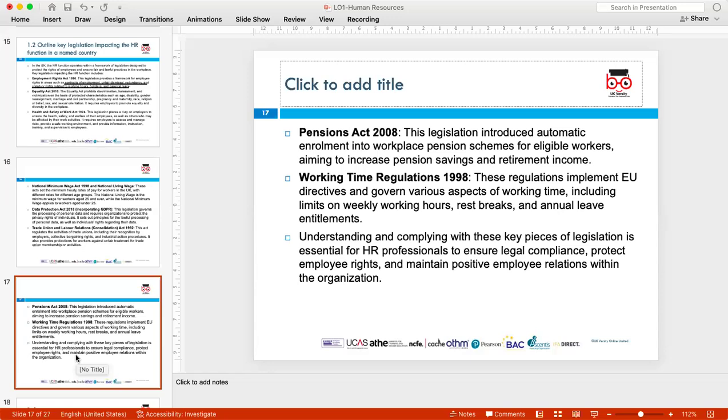Working Time Regulations 1998. These regulations implement EU directives and govern various aspects of working time, and these include weekly working hours, rest breaks, and annual leave entitlements. Understanding and complying with these key pieces of legislation is essential for HR professionals to ensure legal compliance, protect employee rights, and maintain positive employee relations within the organization.